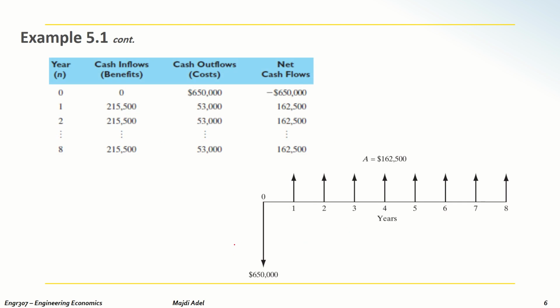If we construct the net cash flow diagram, we will have the diagram as you can see. First, at n equals 0, we have the investment, which is $650,000, the price of the process control system. Then we have an annuity of $162,500.